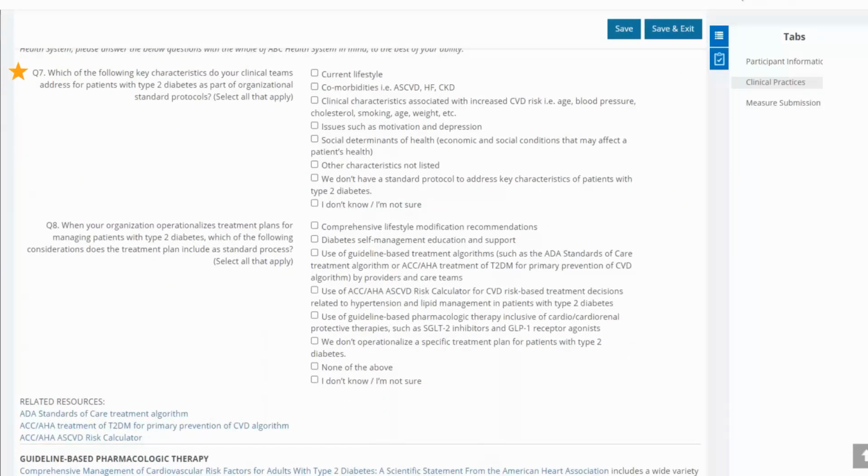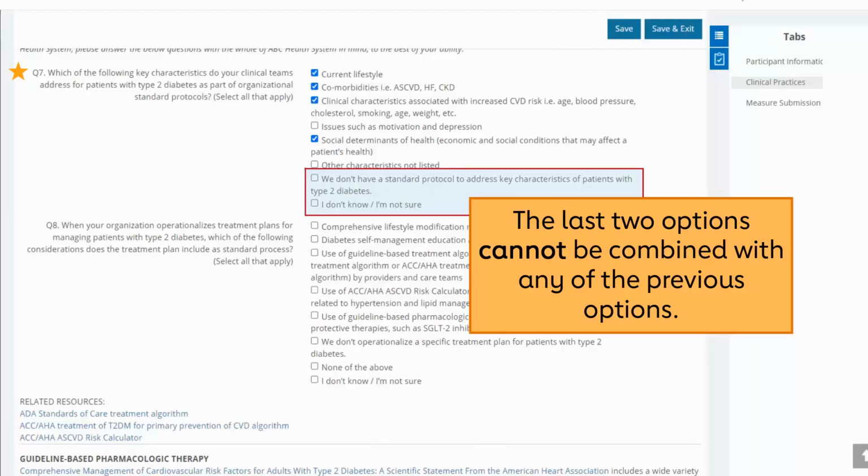Question 7 is a modified version of a question asked in previous years. We want to know which of the following key characteristics your clinical teams address for patients with type 2 diabetes as part of standard protocol. Select all that apply. My demo organization addresses current lifestyle, comorbidities, clinical characteristics associated with CVD risk, and social determinants of health, but not issues such as motivation or depression. So I'll leave that blank. Note, the last two options, one, that you do not have a standard protocol, or two, that you're not sure of the key characteristics, cannot be combined with any of the previous options.